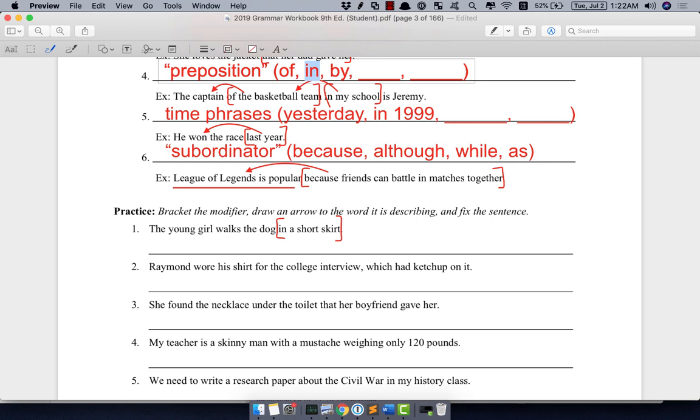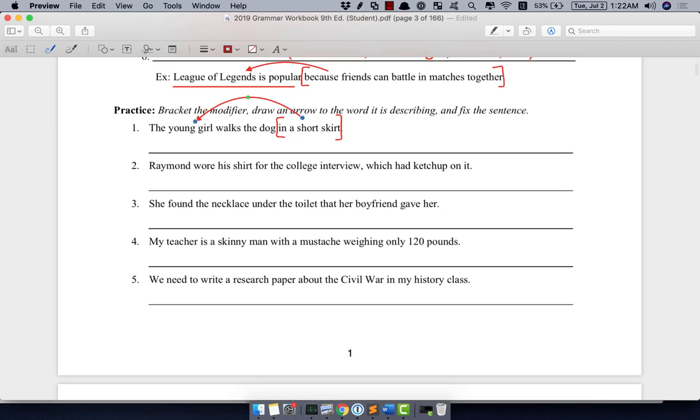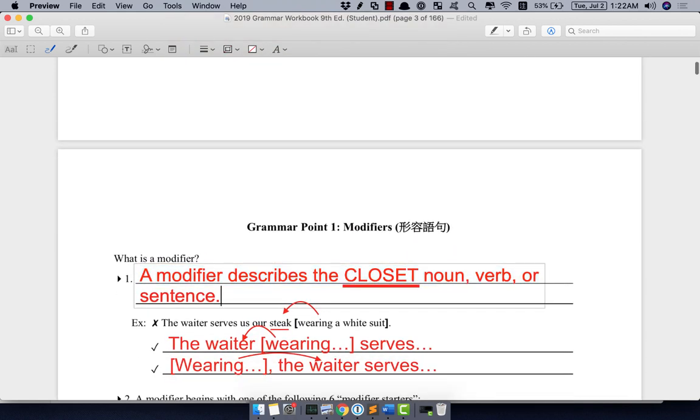And what does in a short skirt describe in this sentence? If you say the young girl, you are wrong, because young girl is not the closest. Remember, a modifier describes the closest noun, verb, or sentence. So here it describes the closest noun, the dog, not the young girl. If you drew the arrow to the wrong thing, then fix it. And since you got this point wrong, maybe draw a second underline for the word closest, to remind you that it's the closest noun, verb, or sentence.